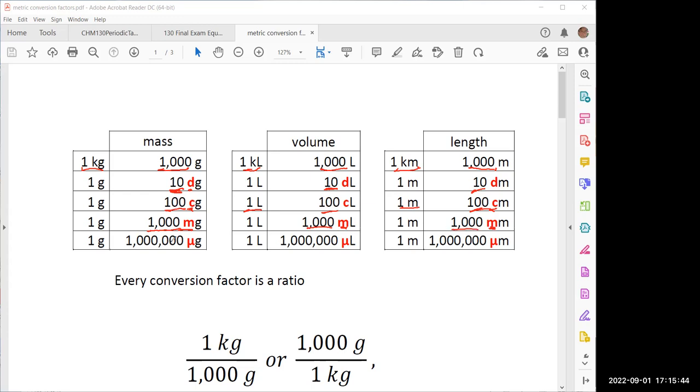Okay. Now, the one you may not know is this one called micro. It's a symbol that looks like a U with a little lip up front. That's the Greek symbol for micro. There are 1,000,000 micrograms in 1 gram, 1,000,000 microliters in 1 liter, and 1,000,000 micrometers in 1 meter.